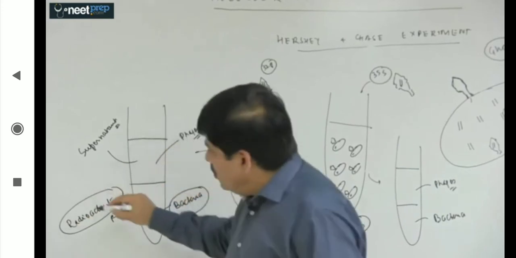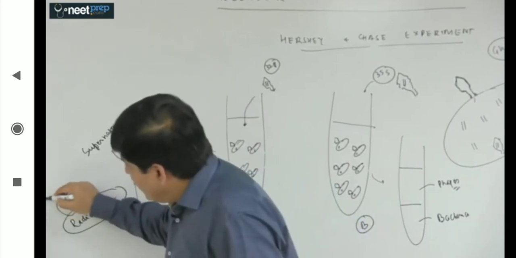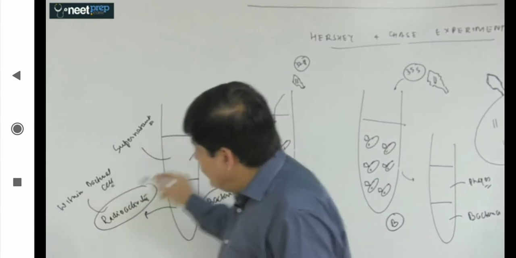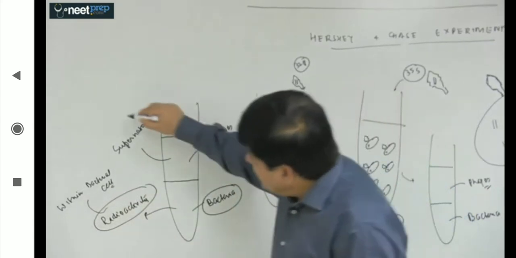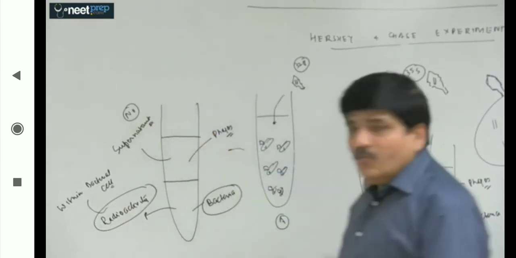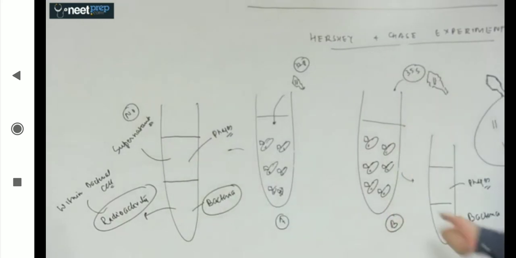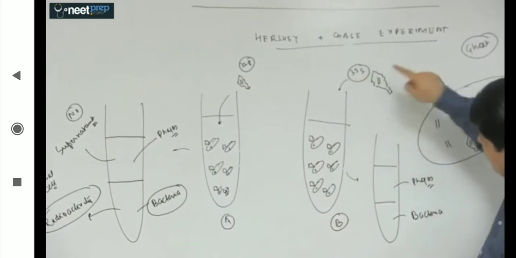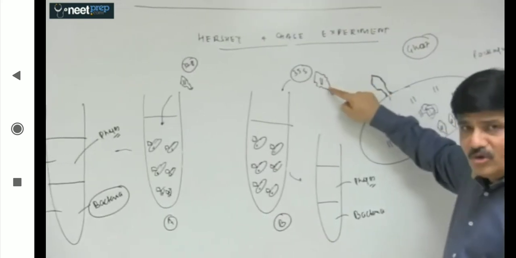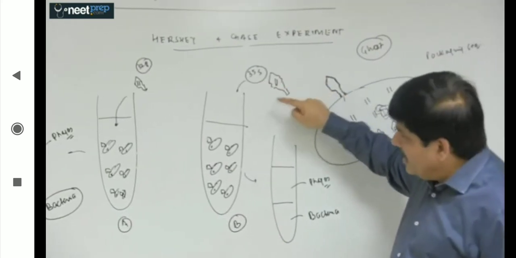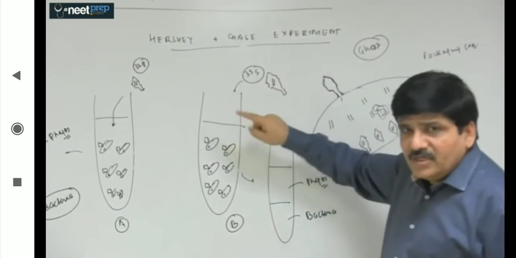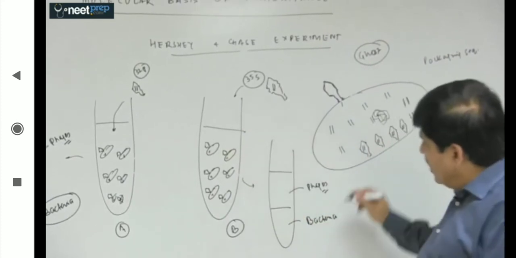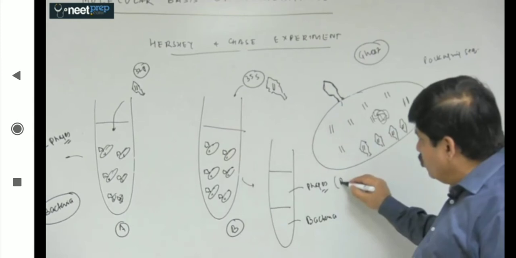So you will see radioactivity within the bacterial cell, and you will see no radioactivity in the supernatant. The reverse will be true for this experimental setup, because we have used 35S, which radioactively tags the protein and not the DNA, and we know that we have removed the capsid from the bacterial cell. Then you will see that the radioactivity will actually be seen in the supernatant.